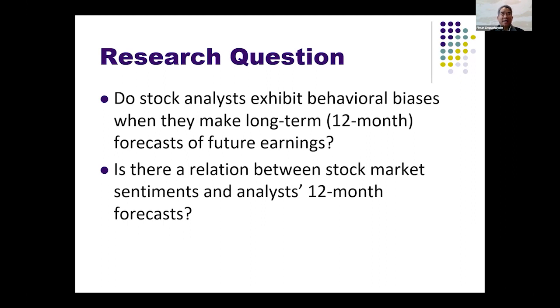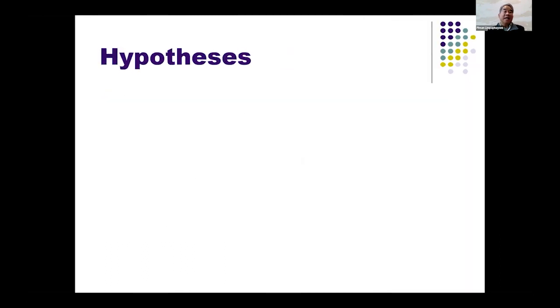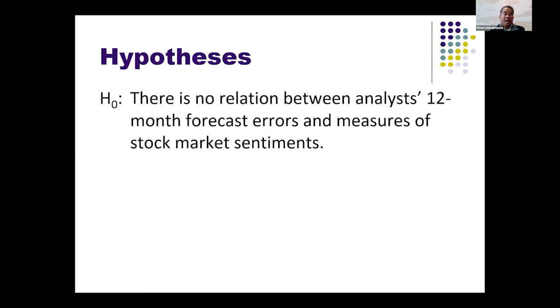The question is, are all these forecasts affected by market sentiment at the time when they make the forecast 12 months ahead, when you don't have a lot of information? So that's my hypothesis. If people are rational, I will not find anything. There will be no relation between the forecast error and the measure of market sentiment. It'll be just random, so no relationship.